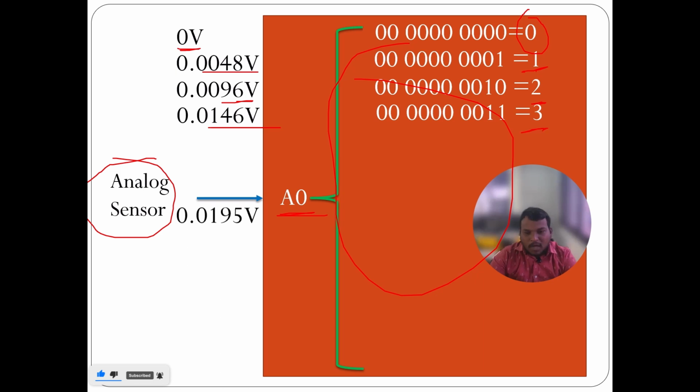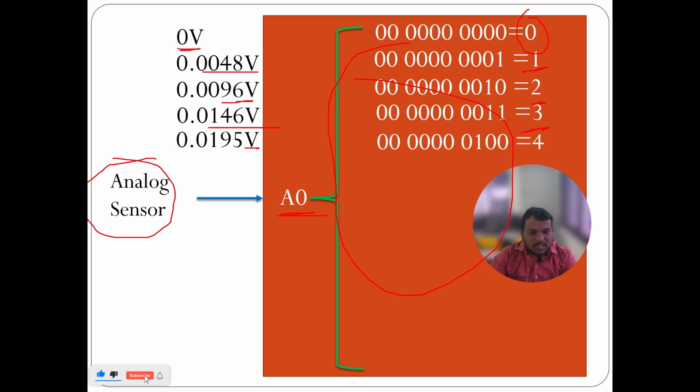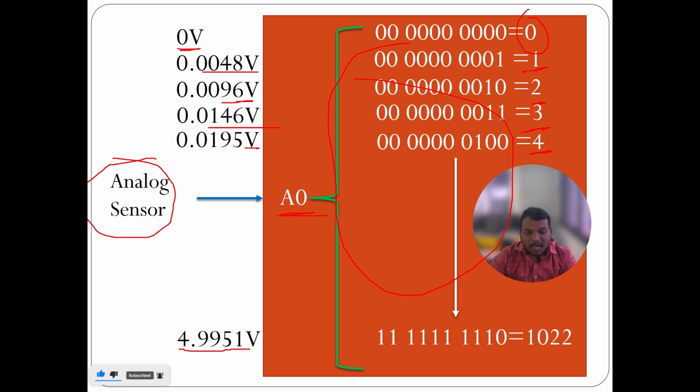so the value is 3. Then 0.0915 volts is coming, and the value is 4. Like that, from the analog sensor, 4.9951 volts is coming, which means in the Arduino the value is 1023. When 5 volts is coming, the value is 1023.